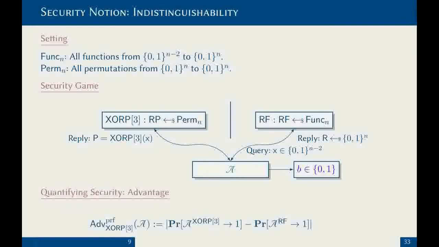So, we quantify the security of the construction by the advantage of the adversary, which is the absolute difference between the probability that the adversary outputs 1 when it is interacting with the construction and the probability that it outputs 1 when it is interacting with the random function. The probabilities are taken over the randomness in the real and the ideal world and any randomness used by the adversary.